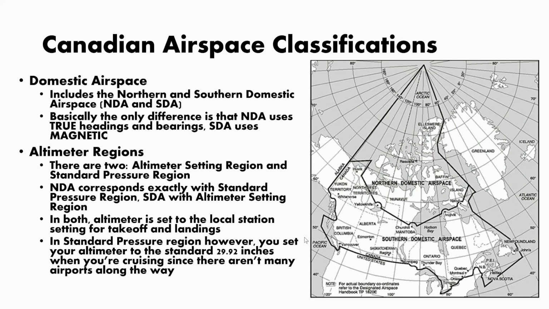But in the standard pressure region, so northern domestic airspace, you just set your altimeter when you're flying along to the standard 29.92, right? Remember, that's the ICAO standard atmosphere pressure reading. The reason is that there aren't many airports at all up there, and there's no point in trying to set it to whatever the closest airport is, because even that might be hundreds and hundreds of miles away. So it's a pretty small rule, but important to know about in terms of air law. Southern domestic airspace is also the altimeter setting region, and northern domestic airspace is also the standard pressure region.